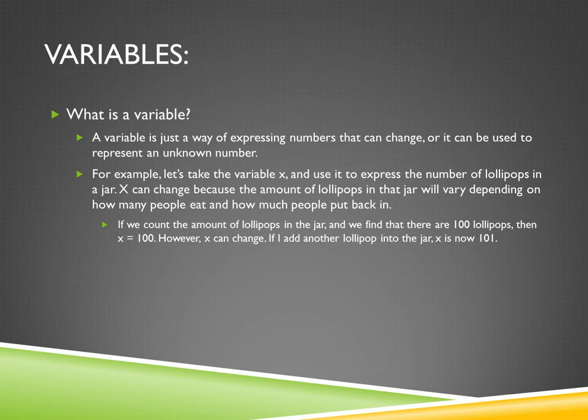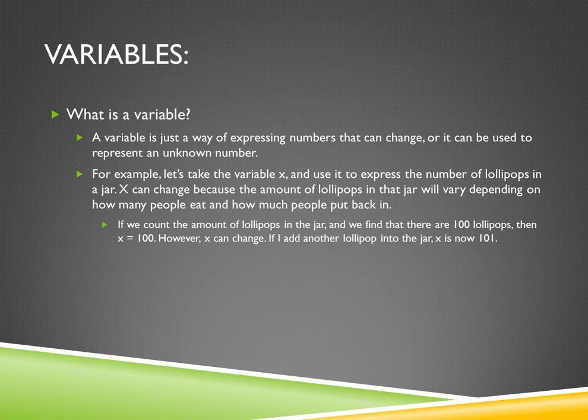Let's say x is the number of lollipops in a jar. So imagine a jar with a ton of lollipops in it, and we don't know how many. We just know that there is a number of lollipops. There's a fixed number right now, and let's just call this number x. However, x is not permanent because it can change. If you eat a lollipop or someone puts a lollipop in the jar, it'll change. And that's what makes x a variable, because it can change. It's not a constant, it's not the same every time.